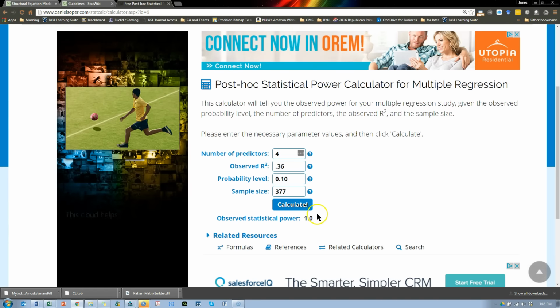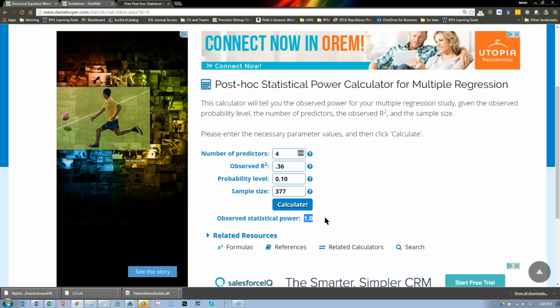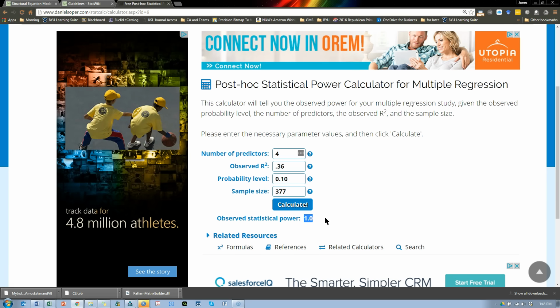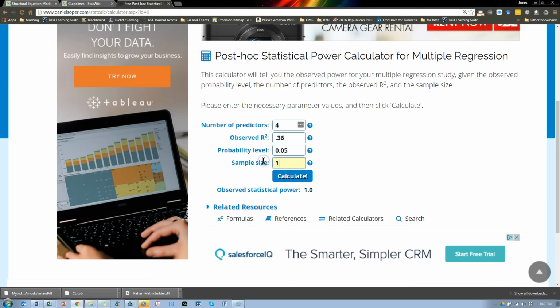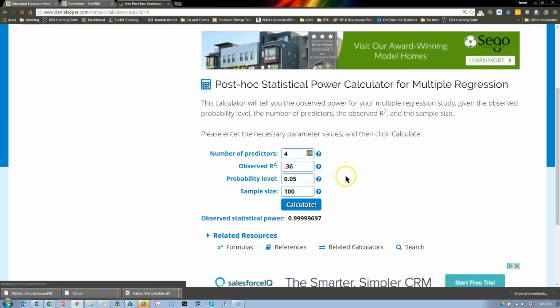Observed statistical power, 1. What does that mean? That means if a significant effect had actually existed, we were bound to find it. We had 100% chance of finding it. You want above 0.8 here, 80% chance of finding statistically significant effects. If we were to change this to 0.05, that might change this a little bit. Nope, still perfect. If we change this down to like 100, not that we would, but let's say our sample size is low, then there we go.